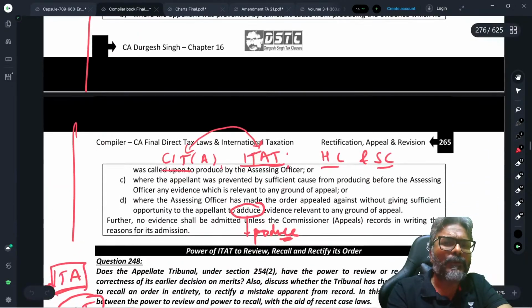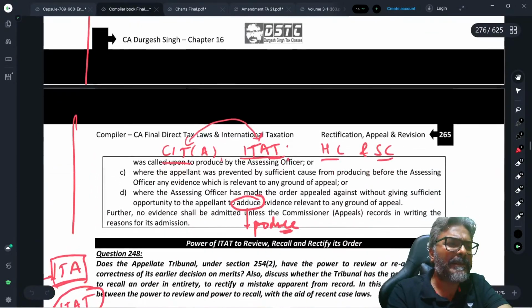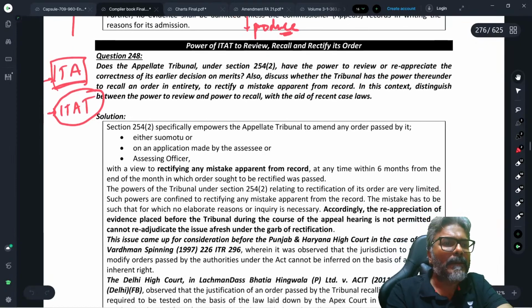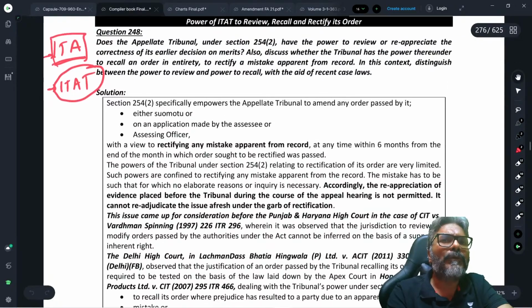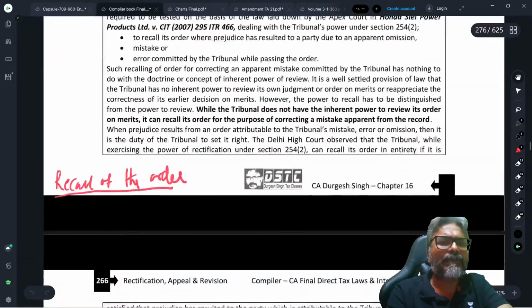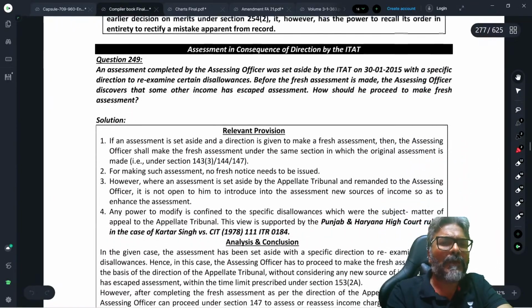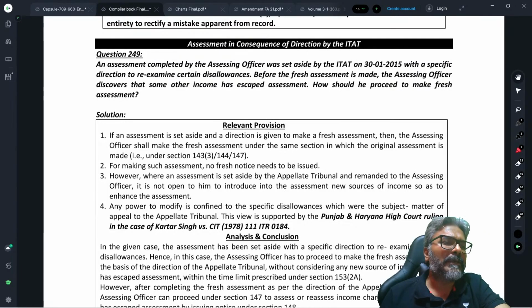Any query that you have in this particular part? Additional evidence in this cricket? We have done till question number 248. Recall, review, and rectify. We have done up till here, and now we are into this one. This is very important, students, and this concept was also there in the APA. I'll tell you how it was.